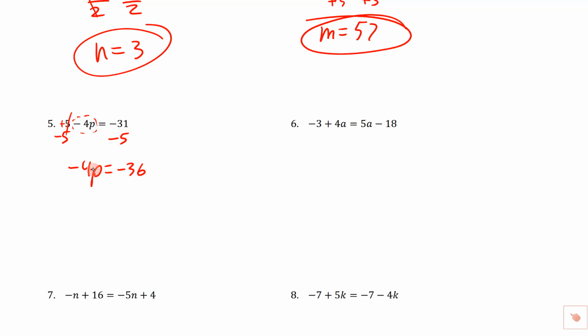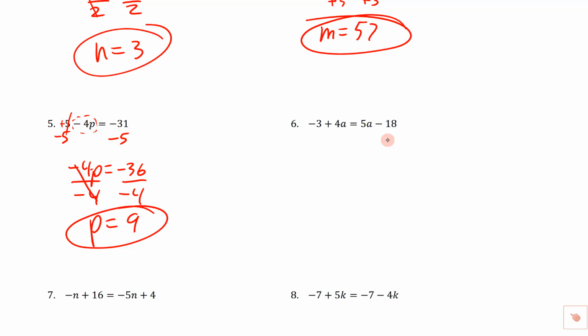And then that, again, is multiplication. When we write negative 4p, we mean negative 4 times p. So we're going to undo the multiplication with division. So we're going to divide both sides by negative 4, and we end up with a negative divided by a negative is a positive. So we end up with a 9 right there. And then this one has variables on both sides, so there's not really any simplifying to do.